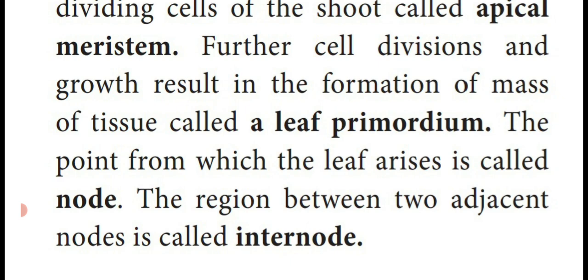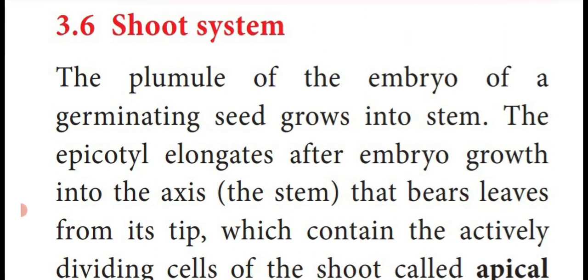So, the 1 mark question: the leaf arises from the dash of the stem. What is the answer? Node is the answer. Okay. So, how are the leaves formed? What is leaf primordium? The tip of a shoot which contains apical meristem undergoes repeated cell division to form a mass of tissue called a leaf primordium. This is another important 2 mark question. So, this is the general introductory part of shoot system.